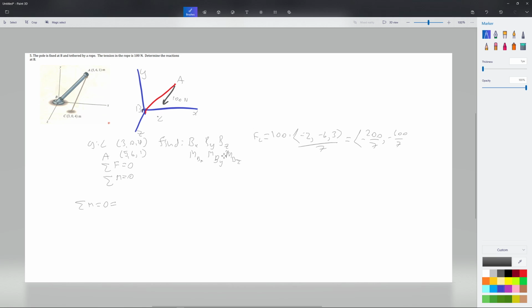600 over 7, 300 over 7. Cool. We got that in vector form. We can cross that with our radius, BA. I'm not going to rewrite that again. So Fc cross BA plus the vector of our moments at B equals 0. That's just vector plus vector equals 0. So the x components, y components, z components will all equal 0. We get a system of, it's not even really a system, we just get 3 equations that will give us our MBx, MBy, MBz.